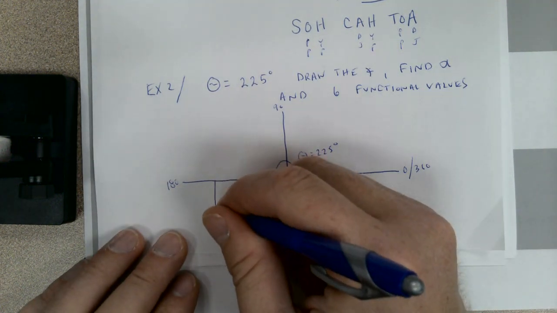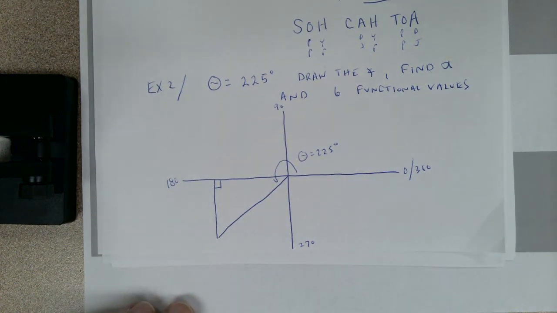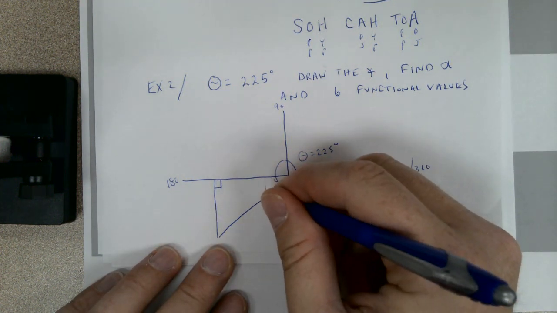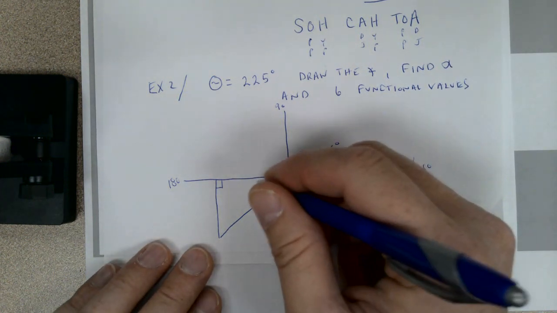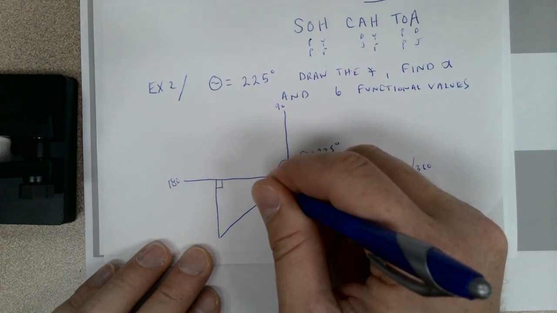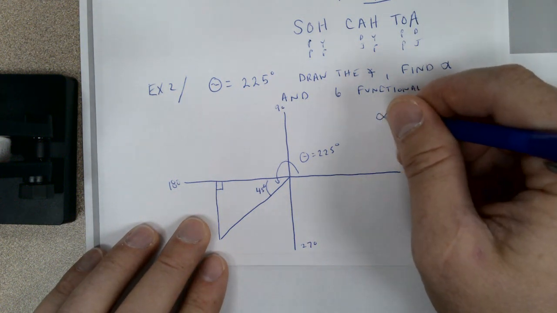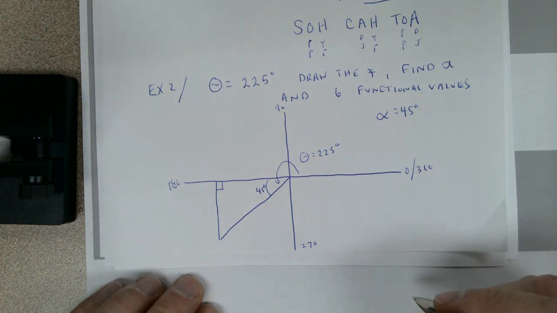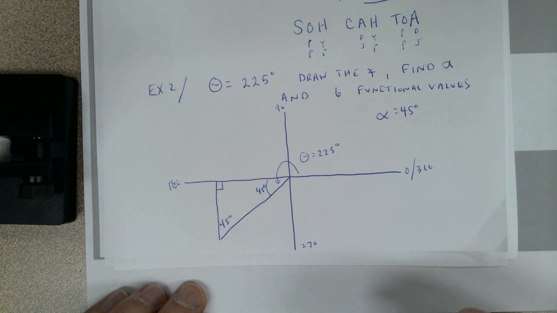I'm going to draw in my triangle. Now my reference angle is my alpha, which is this angle here. Well, this angle here is going to be 45. So we can go ahead and fill in that alpha now is 45 degrees, which creates a 45, 45, 90 triangle.